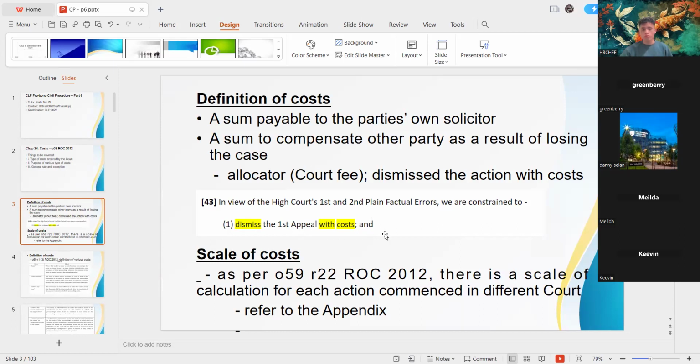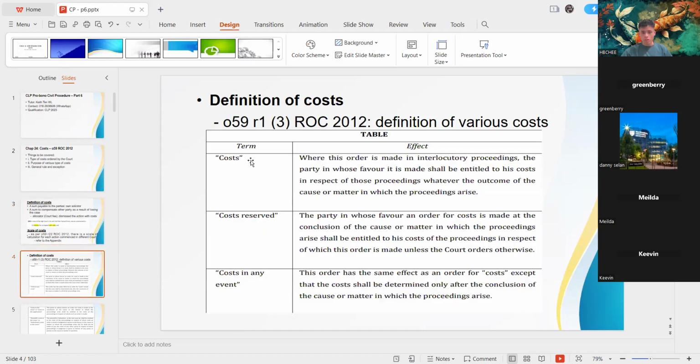Okay, so for the scale of cost, I think you all can refer to Order 59 Rule 22. There is a scale of how much the court will award. There is a listing of which particular court, what type of action, and how the calculation works. The definition of cost is given under Order 59 Rule 1 Sub 3 of the Rules of Court. So from here you will see what a cost is.